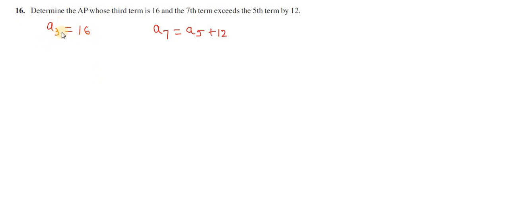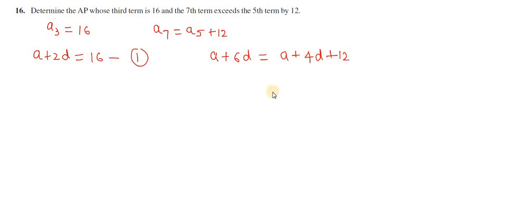A3 you can write as A plus 2D, which is equal to 16. Call this equation 1. And A7 you can write as A plus 6D, which is equal to A5, that is A plus 4D, plus 12. Now we can simplify this.